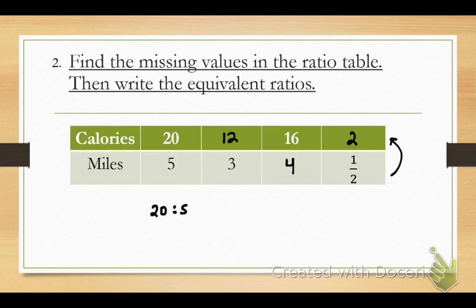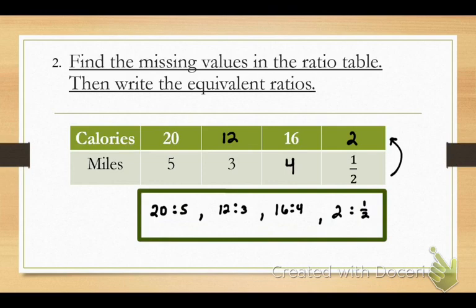20 to 5. What would the next one be? 12 to 3. What's the next one? 16 to 4. And the final one. 2 to 1/2. All right, so that is how you have equivalent ratios.